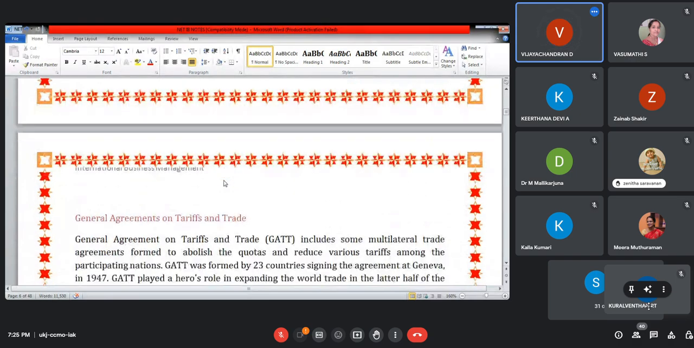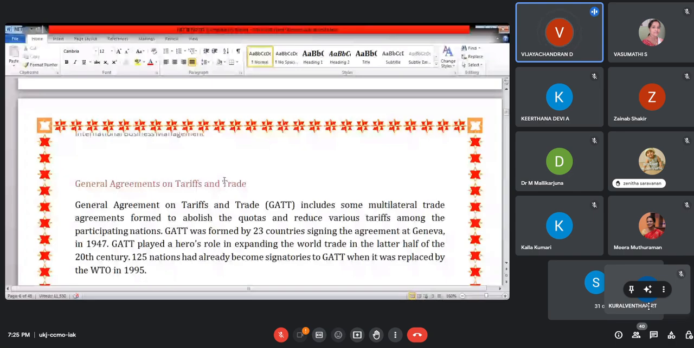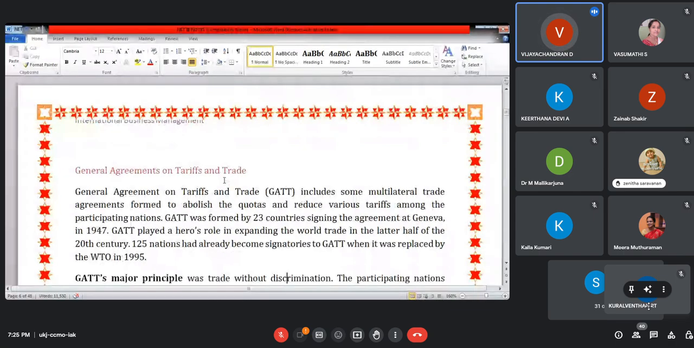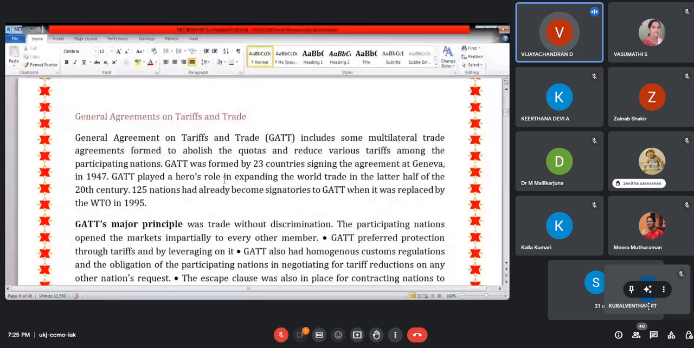Then the General Agreement on Tariffs and Trade. As you know, it is now named the WTO. Earlier it was GATT. In 1947, 23 countries signed the agreement at Geneva in order to abolish the quota system and promote international trade. That was the major agenda in the formation of GATT.